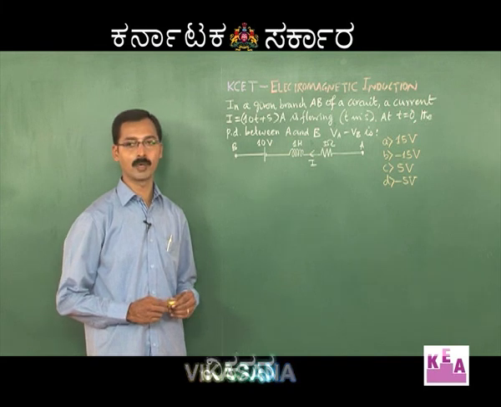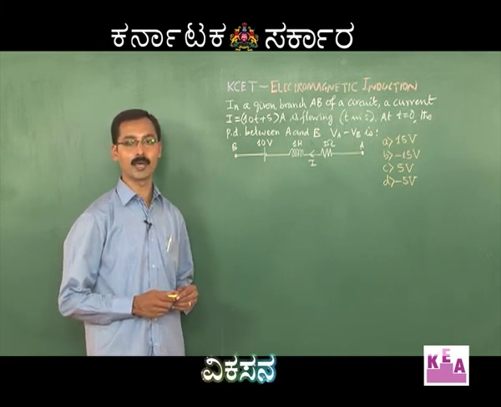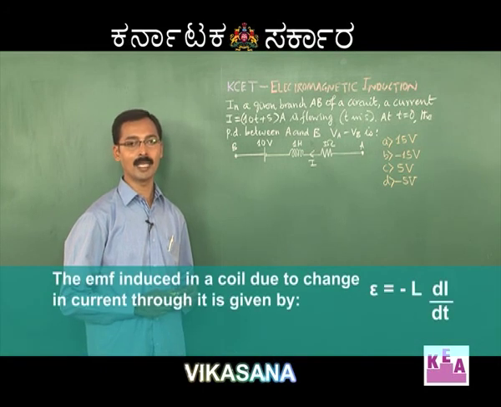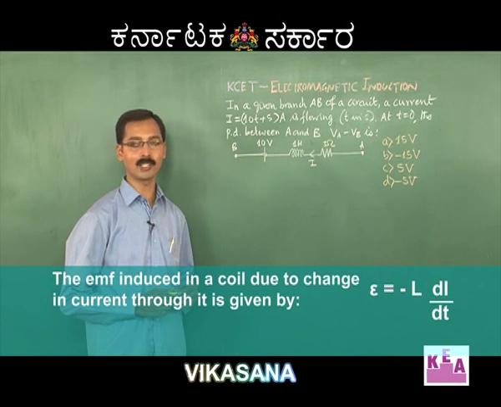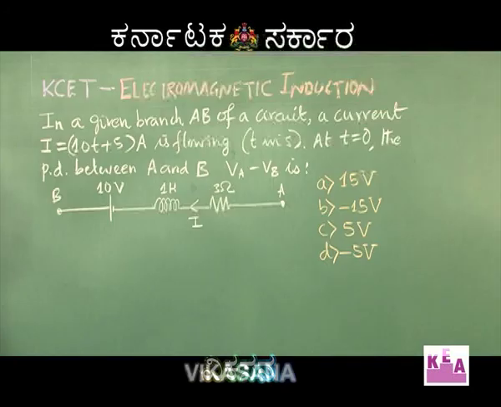If you have a self-induction coil and if you change the current through it, there is an EMF induced in the coil, that's called back EMF. Back EMF is given by minus L di by dt, where L is the self-inductance, I is the current, di by dt is the rate of change of current. Let's solve one problem on back EMF.